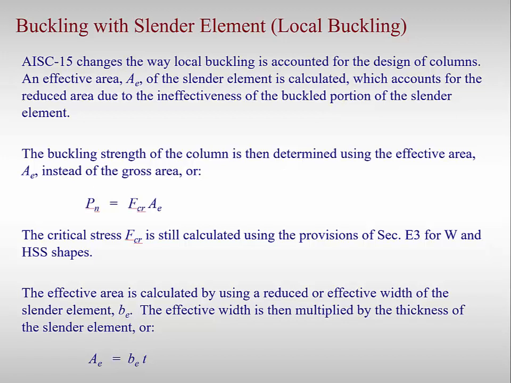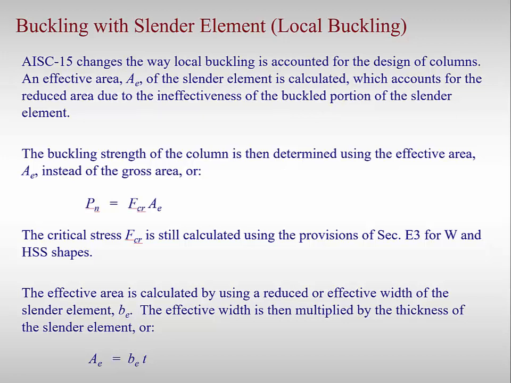The 15th edition of the Steel Manual changes the way local buckling is accounted for in the design of columns, and these provisions are given in section E7. Here, an effective area, A sub E, of the slender element is calculated, which accounts for the reduced area due to the ineffectiveness of the buckled portion of the slender element, kind of like what we do with tension members. The buckling strength of the column is then determined using the effective area instead of the gross area.